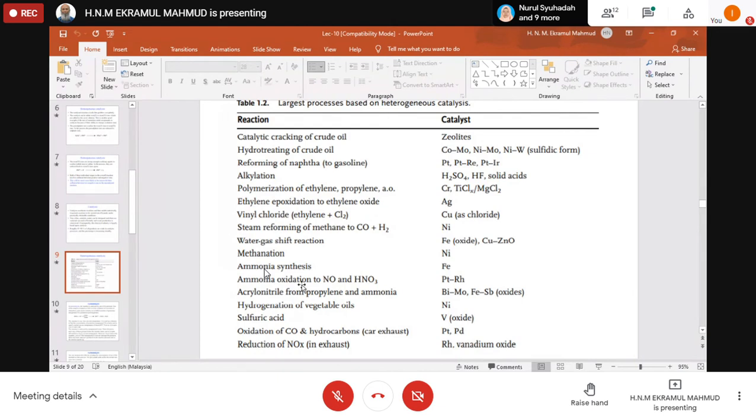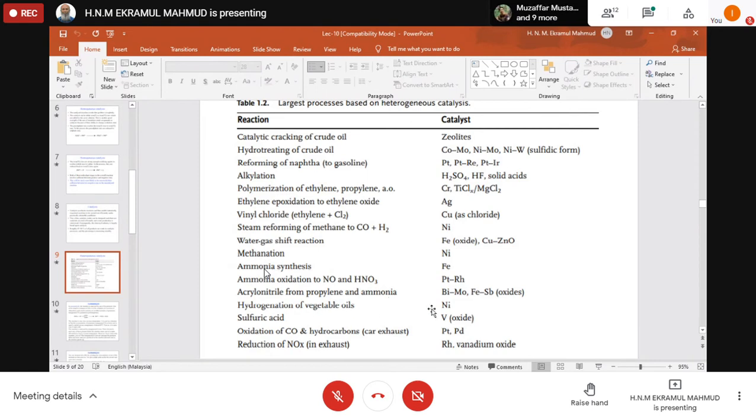Now, ammonia oxidation to NO and HNO3 uses platinum and ruthenium, okay. Acrylonitrile from propylene and ammonia: we use two different heterogeneous catalysts. That is bifunctional catalysts. Two catalysts, bismuth and molybdenum, and iron and antimony. That is bifunctional catalysts.